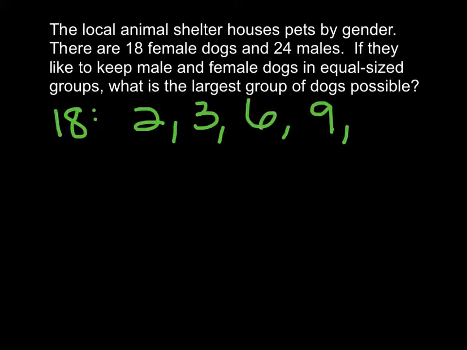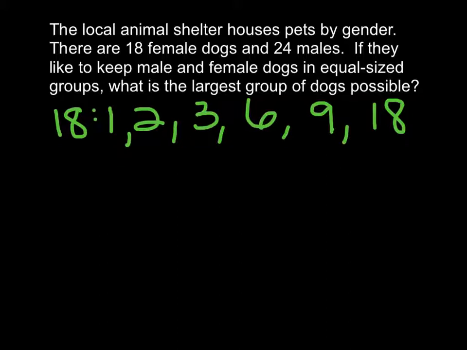Well, if you think about your 18 female dogs, you could put them into groups of 2. You could put them into groups of 3. You could put them into groups of 6. You could put them into groups of 9. You could also have one really large group and put them all together, 18. And then you could separate them all and have just one dog in each group. There I listed it in order from least to greatest.